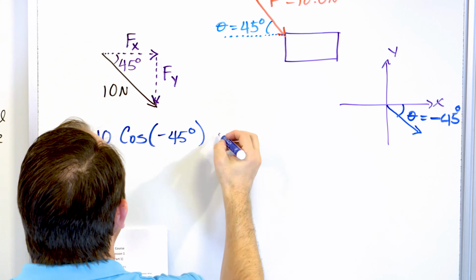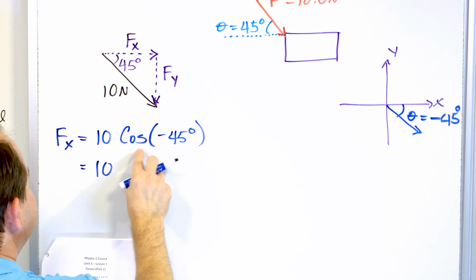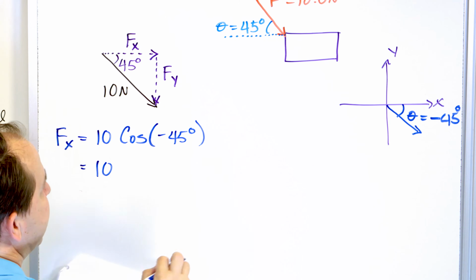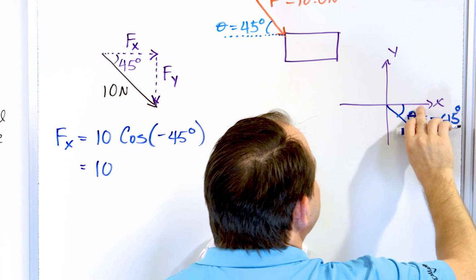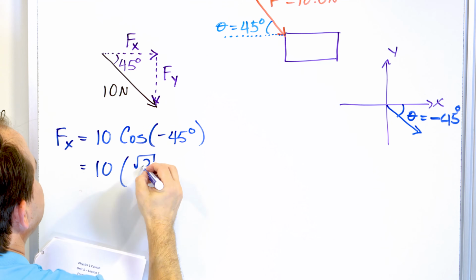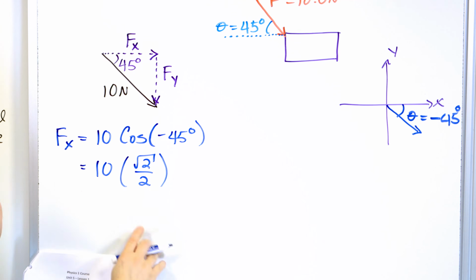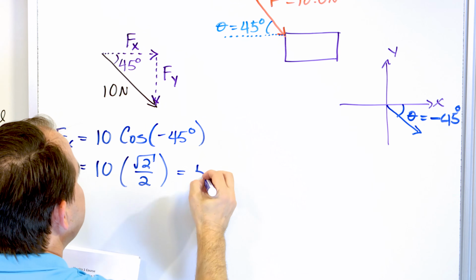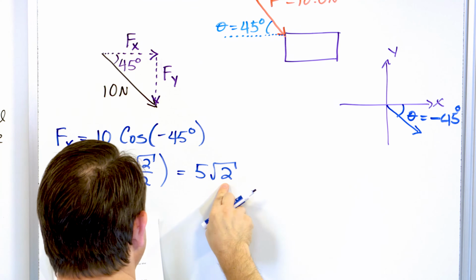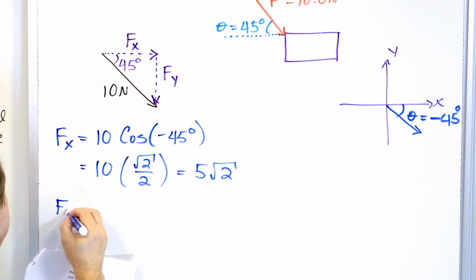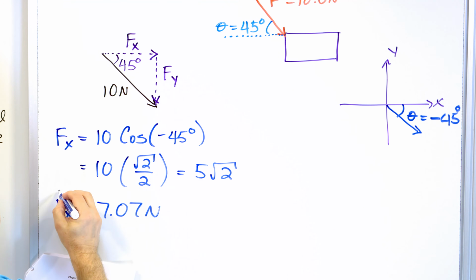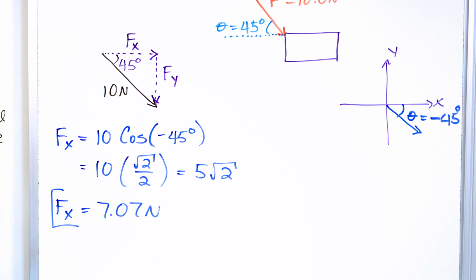All right? And so what you get here is 10, and what's the cosine of negative 45 degrees? The cosine of negative 45 degrees, if you think about the unit circle, the cosine is the projection onto the x-axis here, so you still get a positive square root of 2 over 2. And 10 divided by 2 is 5, so what you get is 5 times the square root of 2. If you multiply that in the calculator, what you're going to get is f sub x, 7.07 newtons. So this is the x component, 7.07 newtons.